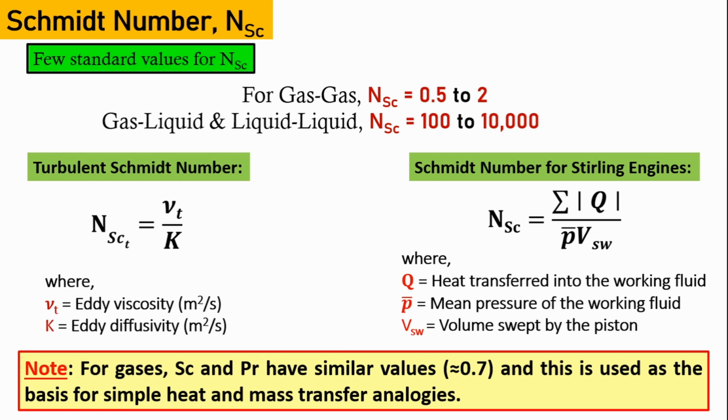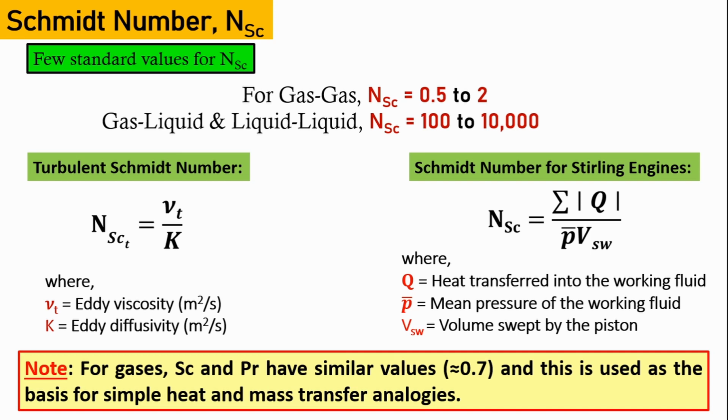Now, the Schmidt number has two important definitions, one of which is for the case of turbulent Schmidt number and the other in the case of Stirling engines. So turbulent Schmidt number is used in the case of turbulent boundary layer condition or in the case of turbulent flow, like we know already for the Prandtl number, it has different values in the case of laminar and in the case of turbulent flow. So turbulent Schmidt number is defined as Vt by K, where Vt is eddy viscosity and K is eddy diffusivity.